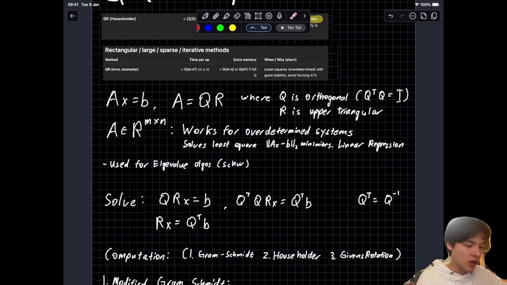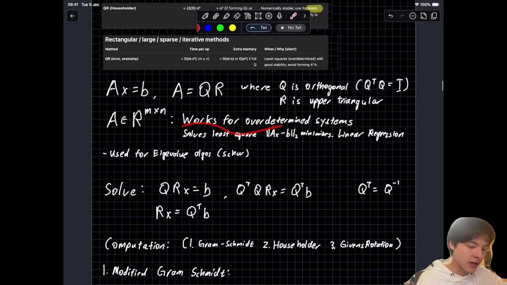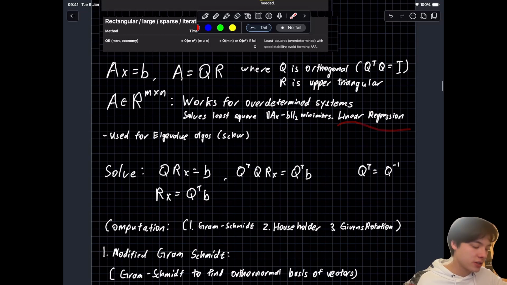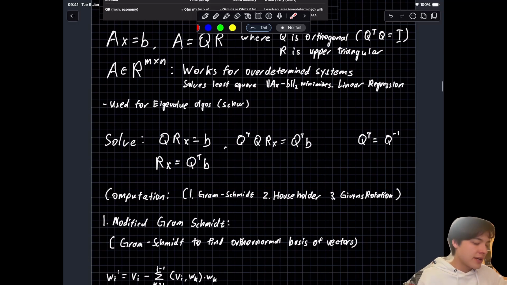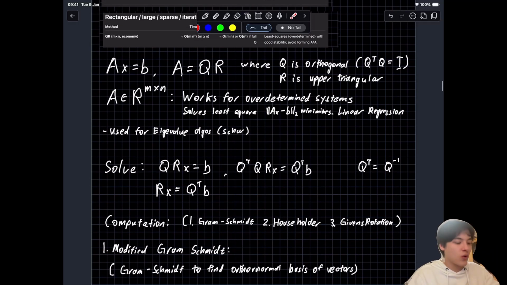So when we solve it, it works for overdetermined systems. It solves the least squares problem, minimizes it. It's used for linear regression, so machine learning. And it's also used for eigenvalue algorithms. For example, Schur decomposition uses QR multiple times.